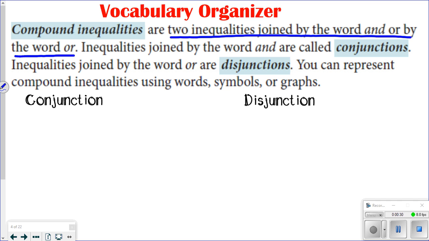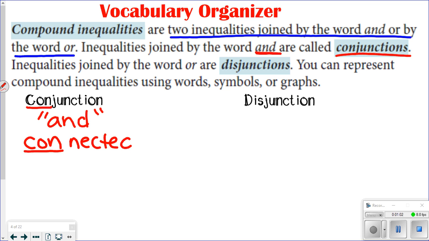Inequalities joined by the word and are called conjunctions. So let's start with conjunction. And I want you to take notes somewhere. You can use the My Notes section of your book in lesson 3.3. You could use a scrap piece of paper. But a conjunction uses the word and. When we graph, conjunctions are connected. So it's one big problem that's connected.